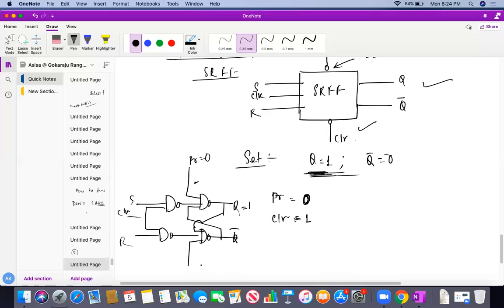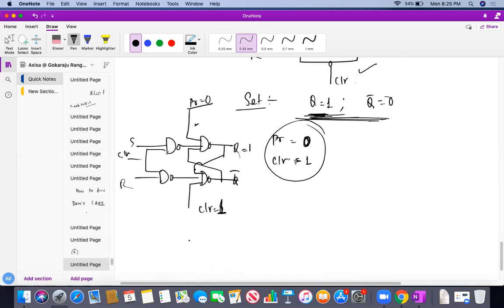So if I put clear also 0, what will happen? Q bar is also going to be 1. So it is not possible. So what I have to do? I have to make preset equal to 0 and clear equal to 1 to get this particular initial set condition. Now the question is, if somebody says, no, sir, I don't want this, I want the reset condition.